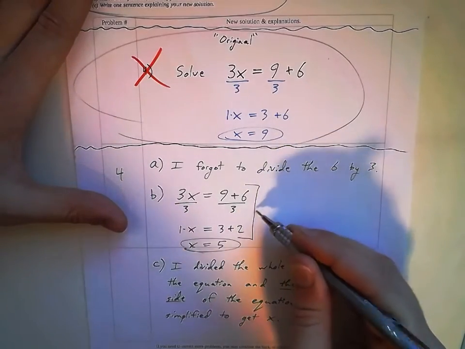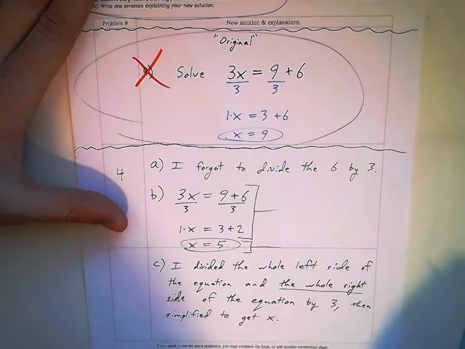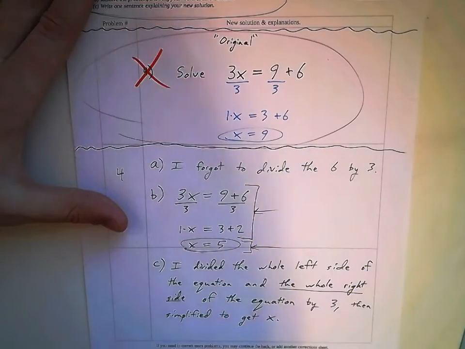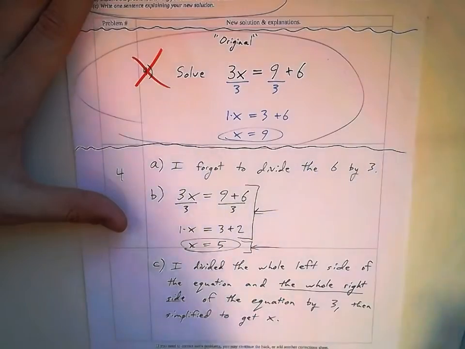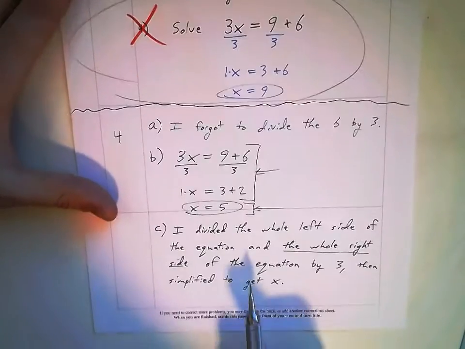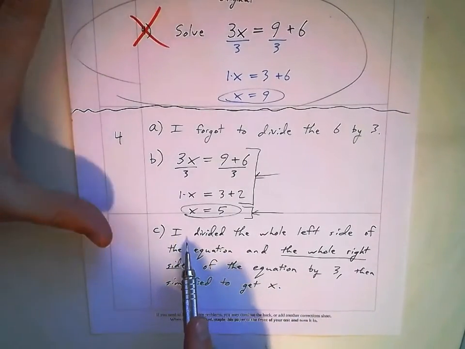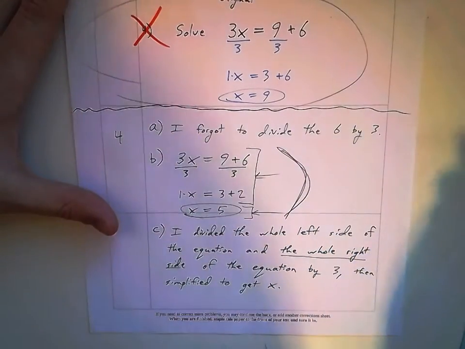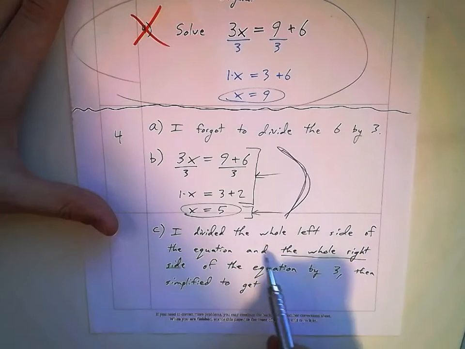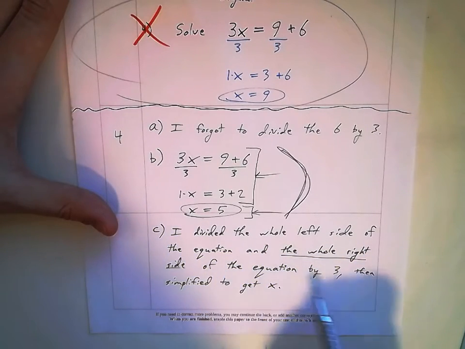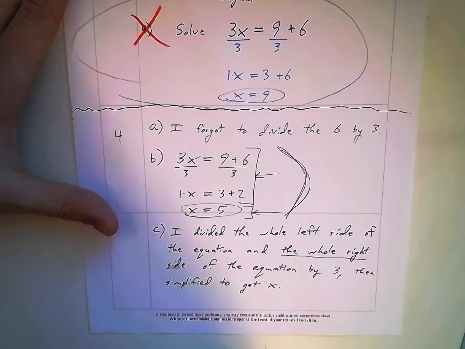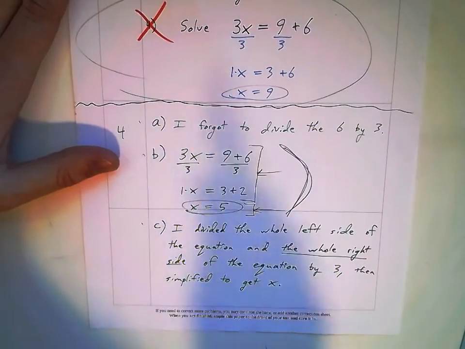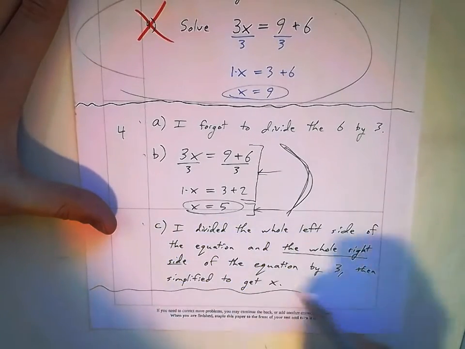Make sure you show the work and write the final answer. Don't just do the work. Don't just do the last step. Show all of it. Then at the end, part C, an explanation sentence of what you were doing right here and why and how. I divided the whole left side of the equation and the whole right side of the equation by 3, then simplified to get x. Okay, don't forget to do all three parts for each question that you correct.